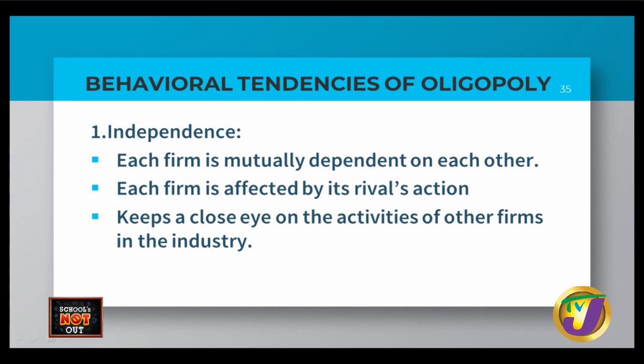Now, we want to look at the behavioral tendencies of oligopoly. The first one is interdependence. Each firm is mutually dependent on each other. They are affected by their rivals' actions, so they watch each other in this industry. They look at what they are doing. This is the industry where you can find what we call price wars taking place, like in the airline industry. If somebody drops their price, you find that other persons drop their price too because of competition.